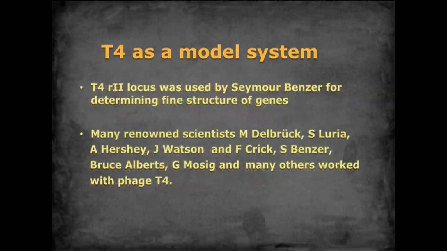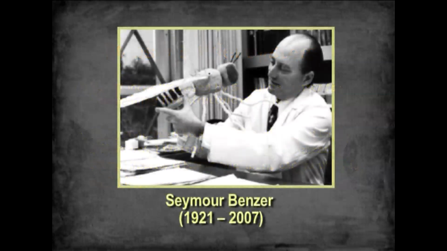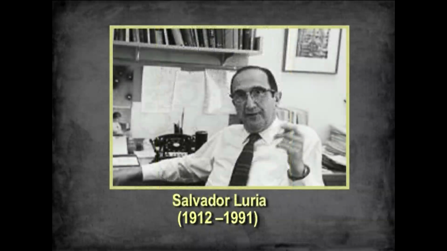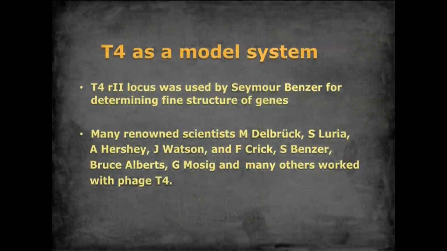T4 rII locus. The rII locus in the T4 chromosome was used by scientist Seymour Benzer to develop the substructure of genes. And many renowned scientists like M. Delbruck, Salvador Luria, Hershey and Chase, Alberts, and Gisela Mosig worked on the T4 system.